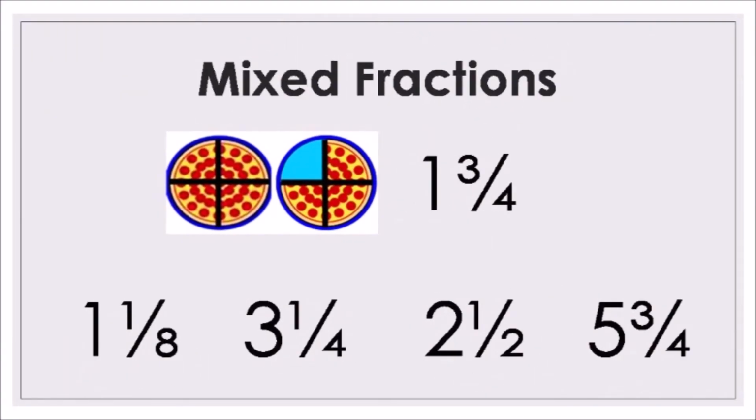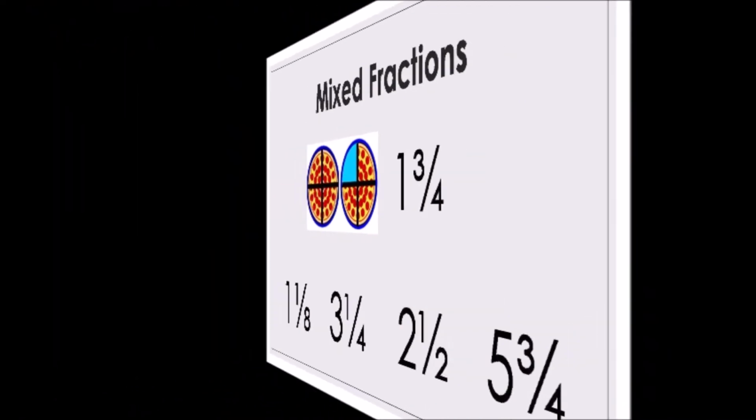Now we have other fractions that are called mixed fractions, and the mixed fraction has a number and a fraction. So you see there 1 and 3/4. The natural number 1, and then the fraction 3/4. Just like 1 and 1/8, 3 and 1/4, 2 and 1/2, 5 and 3/4.